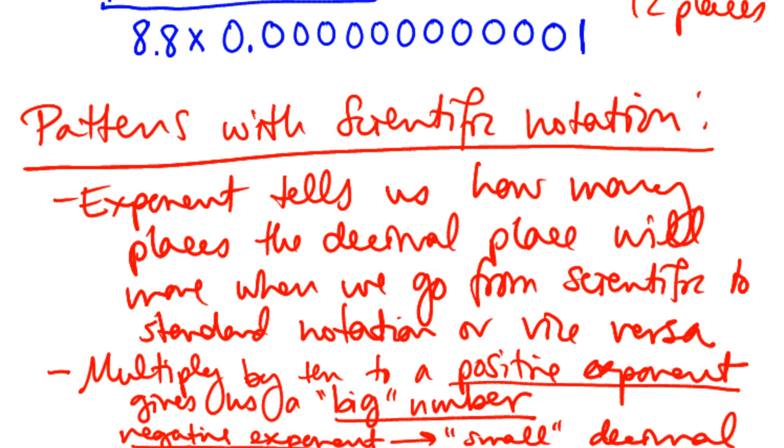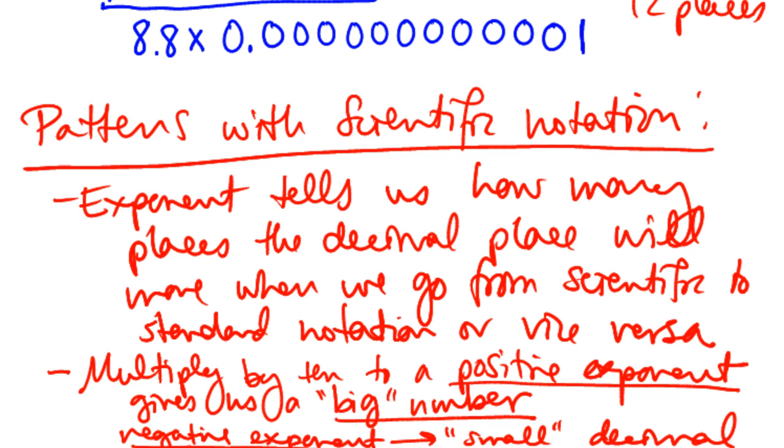We can see the speed of light is a pretty big number. If we want to move from that big number in standard notation to the 3 that's present in scientific notation, we have to move the decimal place 8 spots to the left. But if we want to move from scientific notation, where we have just the 3 times 10 to the 8, to standard notation, where we have 300 million, we have to move that decimal place 8 places to the right.